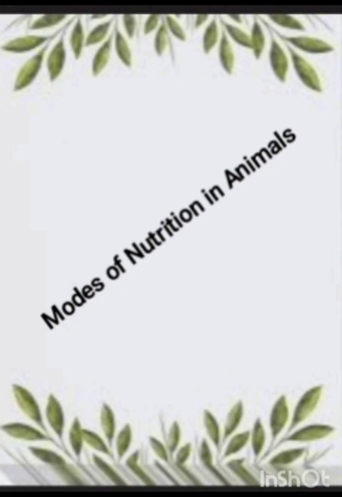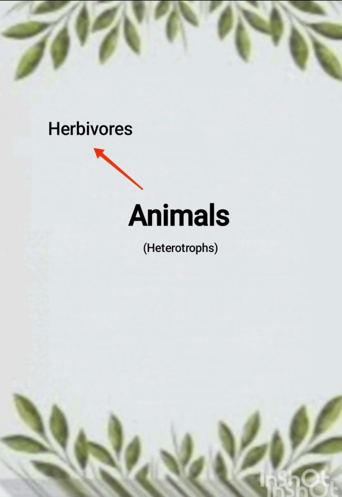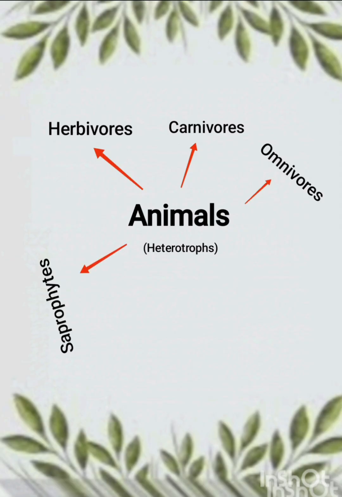Students, animals are heterotrophs. Okay? They depend on plants directly. These animals are called herbivores. And some animals depend on plants indirectly for their food. These are called carnivores. Some animals depend on both plants and animals for their food. These are called omnivores.